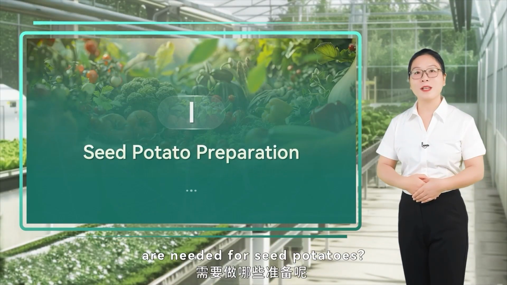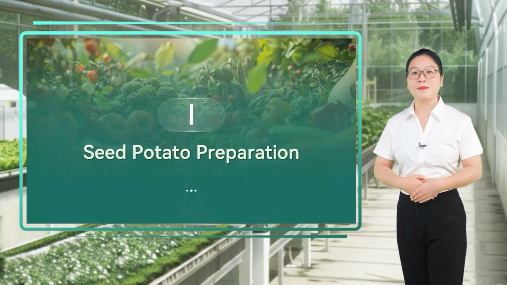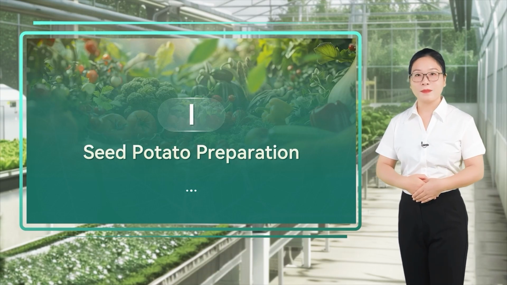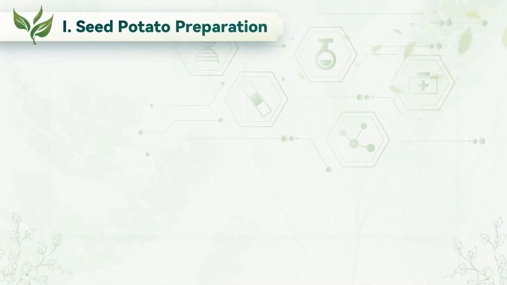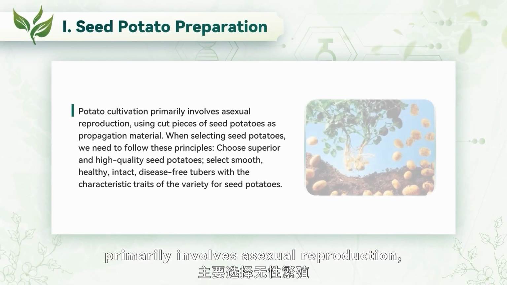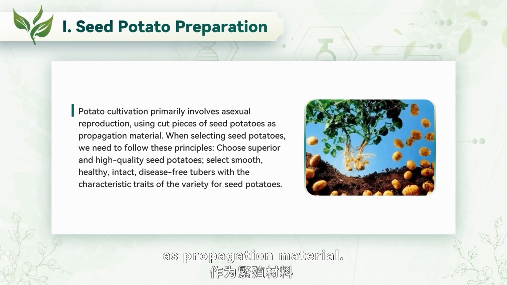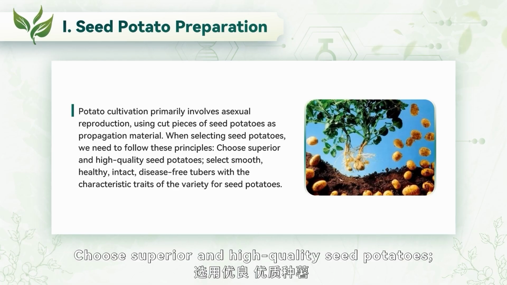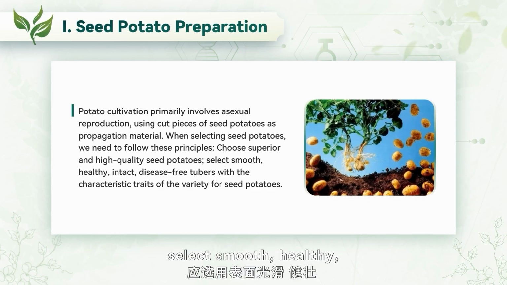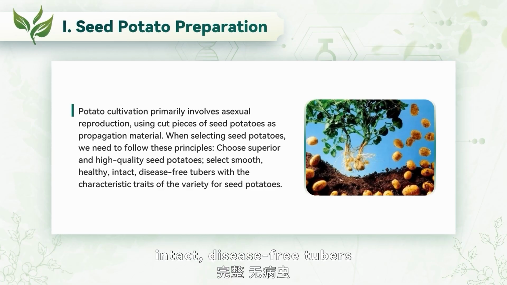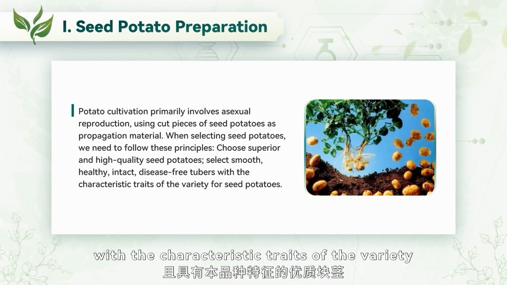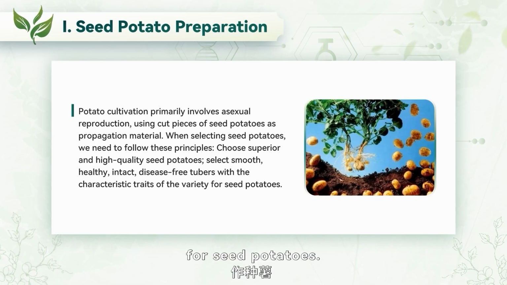What preparations are needed for seed potatoes? Let's study it now. Potato cultivation primarily involves asexual reproduction, using cut pieces of seed potatoes as propagation material. When selecting seed potatoes, we need to follow these principles: choose superior and high-quality seed potatoes, select smooth, healthy, intact, disease-free tubers with the characteristic traits of the variety for seed potatoes.